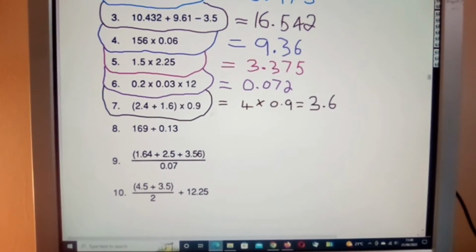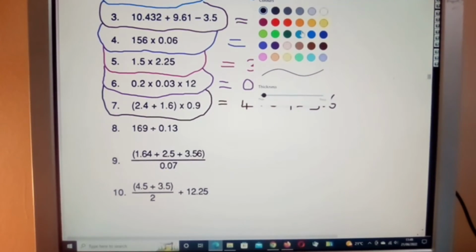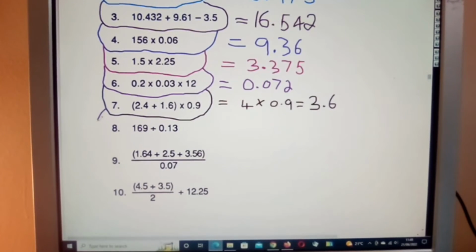Right, let's change up my colors again. I was going to go with green, but green might not show up quite well. Let me try a different kind of color here. Okay, let's try this one. We can run it again, that's okay.